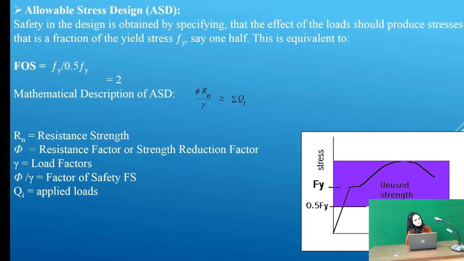The figure shows the stress-strain diagram for steel. As we can see, in this method only the area up to point Fy can be used. The upper part is unused strength. We could take advantage of the ultimate strength of the material. This method is an uneconomical method.